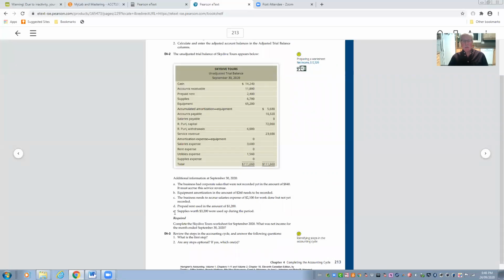And then the last entry is for supplies. They tell us that supplies worth $3,200 were used up during the period. So if that's what's used up, that's what's going to be our actual expense. So it's going to be salaries expense being debited. And we do need to reduce the asset supply account by the amount that's been used up, of course. So we're going to credit it.